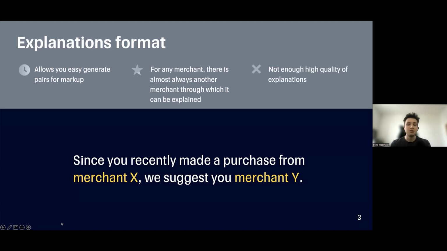The disadvantage of this format, however, is that it doesn't provide detailed explanations because it only represents one merchant and doesn't take into account the interaction with 2 or more. All of my further story will focus on how to generate an explanation that merchant Y and assess the quality of those explanations.